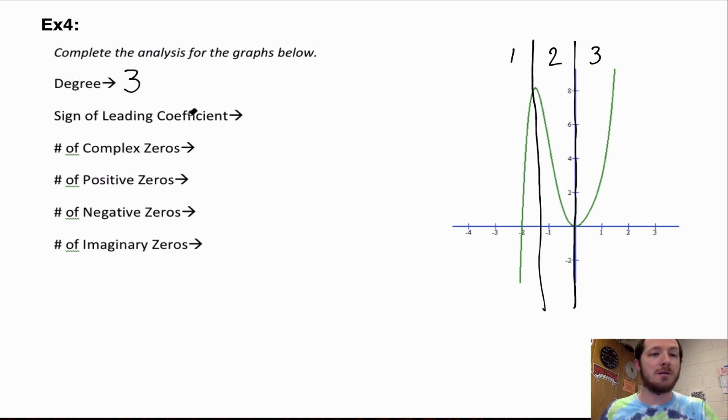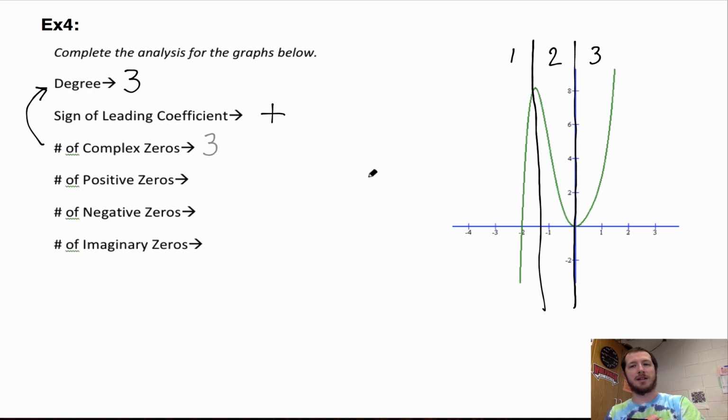Going into our next one, sign of the leading coefficient. And again, that falls in line with the end behavior of our graph. We've got different end behaviors. The sign of the leading coefficient, it goes from small to big, so that's positive. Complex zeros, this is always going to be the same as our degree. Let's make that a different color.